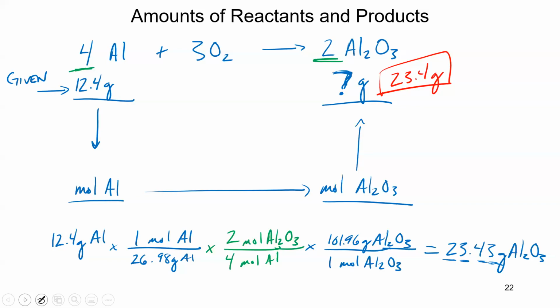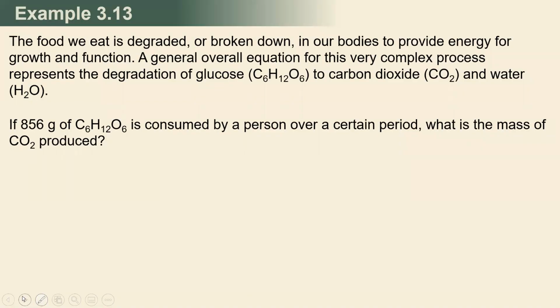All right. This is talking about glucose breaking down in our body. So our body takes in sugar and breaks it down into water and carbon dioxide. And it requires oxygen, right? So we breathe in oxygen and we give out carbon dioxide. And so this sugar, C6H12O6, plus oxygen, gives us carbon dioxide plus water.